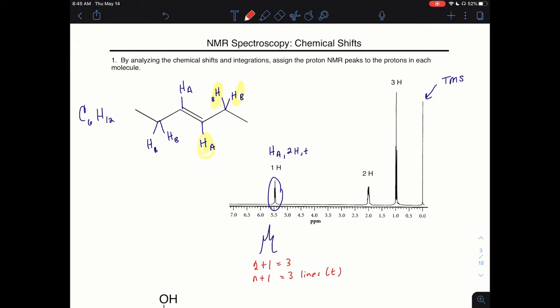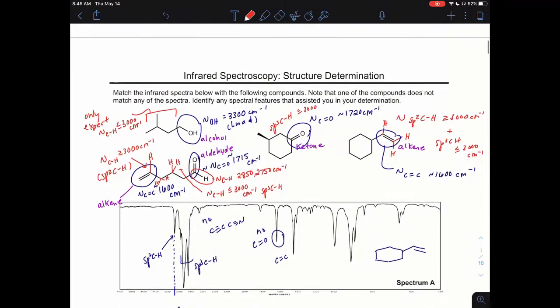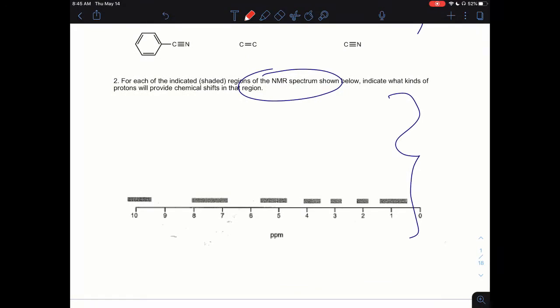Excellent. Don't be confused because I know there are 4 HB overall, but each HA only sees 2 of them. So 3 lines. The chemical shift is at 5.5 ppm. That's pretty typical of a vinyl proton. So how does she know? Well, because she memorized it, but also because I didn't skip this step here, and vinyl was here at 5 ppm. Vinyl directly attached to the 2 carbons of the alkene, or one of the 2 carbons of the alkene.